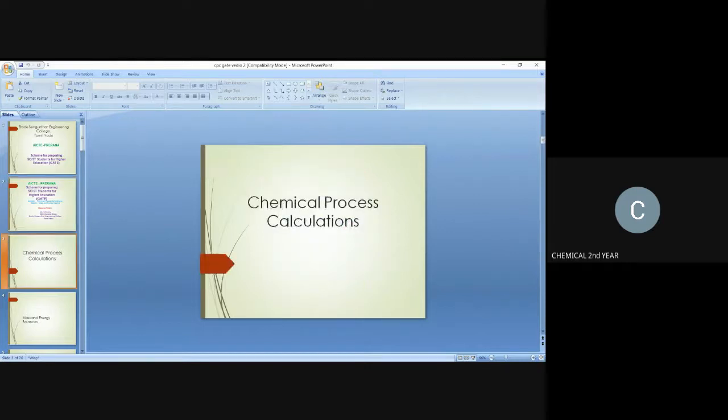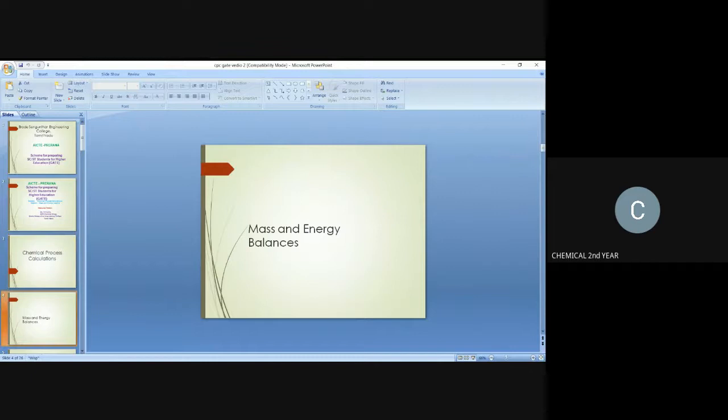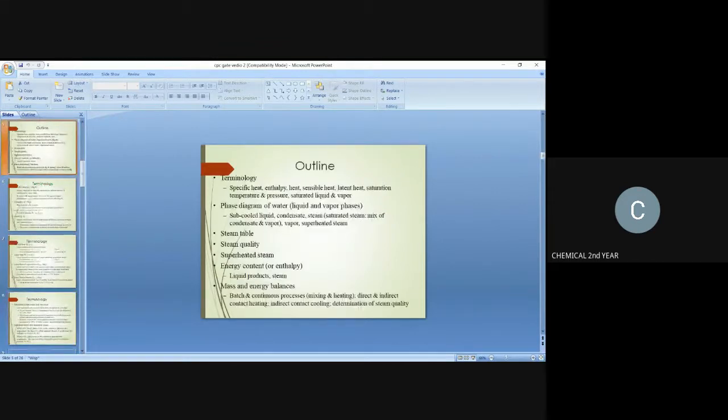My subject is Chemical Process Calculation. My title is Mass and Energy Balances. First, in this session, we are going to discuss specific heat, enthalpy, heat, sensible heat, latent heat, saturation temperature and pressure, saturated liquid and vapor. This is the outline of this session.